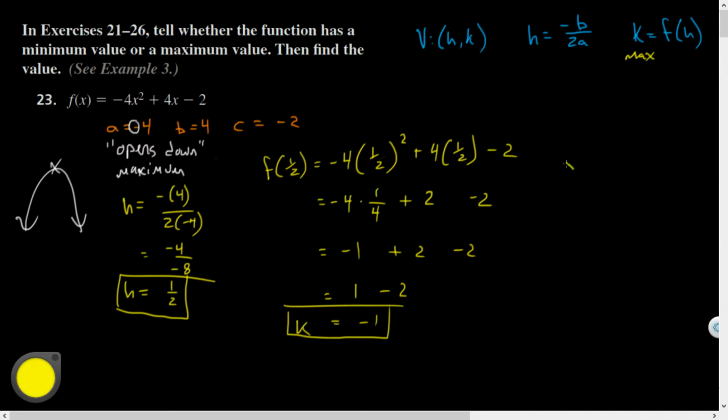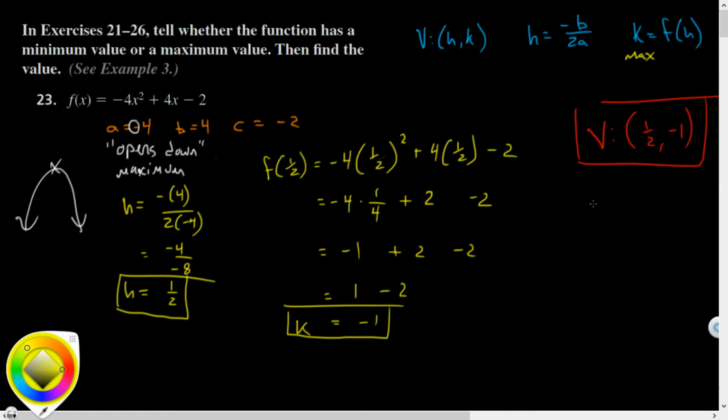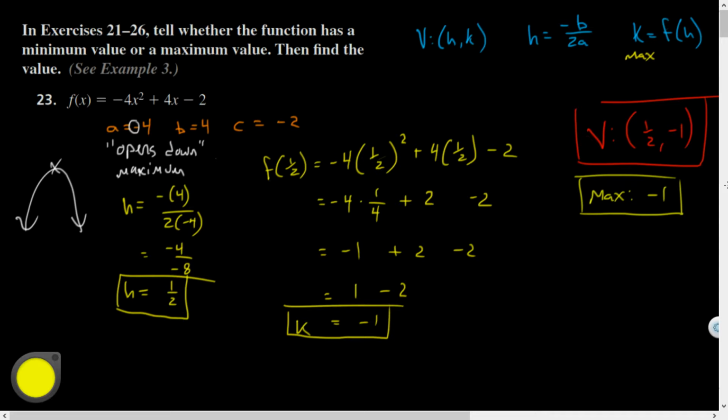So the vertex, which I've been consistently trying to write in red as our starting value, is going to be a half comma negative 1. So there's the vertex, but they wanted to find the max or min value, which we already said max, and so the max value is going to be the negative 1. So the highest that this graph ever gets is negative 1. All right.